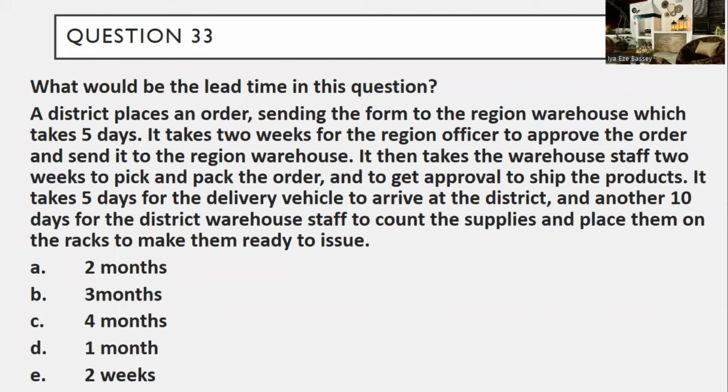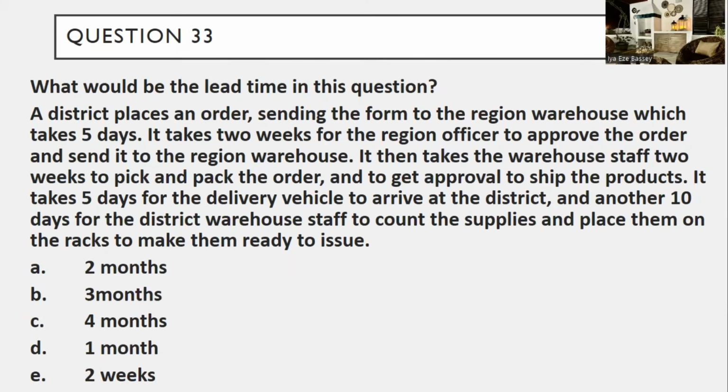So I would like you to calculate the lead time in this question. And I guess you know what the lead time is: the time that it takes for you to order something and then for it to arrive and be available for you. So you have a district that places an order, sending the form to the regional warehouse, which takes about 5 days. So you have 5 days there. And it takes 2 weeks for the regional officer to approve the order and send it to the region. So you have 5 plus 2 weeks.